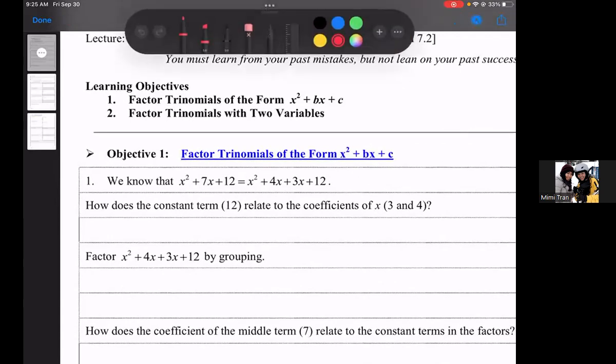Okay, so let's do this one. Today I'm gonna show you how to factor a trinomial, meaning three terms, with a coefficient of one. This is the easy case. Trust me, that's the easy one, the one with the coefficient of one. The one where the coefficient is not one is the hardest one.